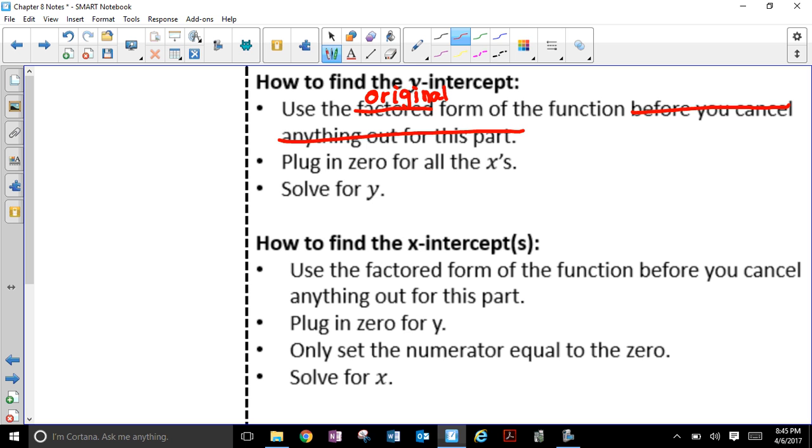Then how to find the x-intercepts. This is the one that's better if you use the factored form of the function. I'm actually going to cross this part out. And then plug in 0 for y, and then you're only going to set the numerator equal to 0. So this is the one time when you're doing x-intercepts that you care about the numerator and set it equal to 0. And then solve for x.